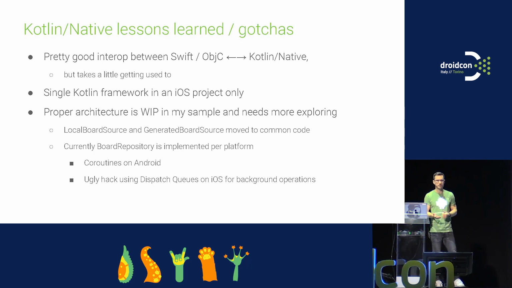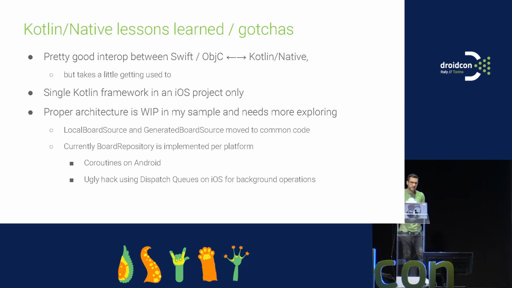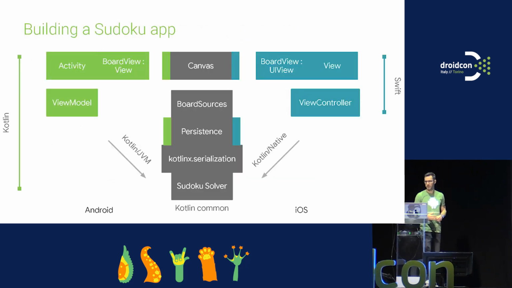However, my board repository, just because of the coroutines problem, I still have one implemented for Android, and one using an ugly hack and dispatch queues on iOS for background work. That's iOS only. The next step would probably be for me to figure out if I can somehow have one repository that I can use from both my Android view model and iOS view controller.